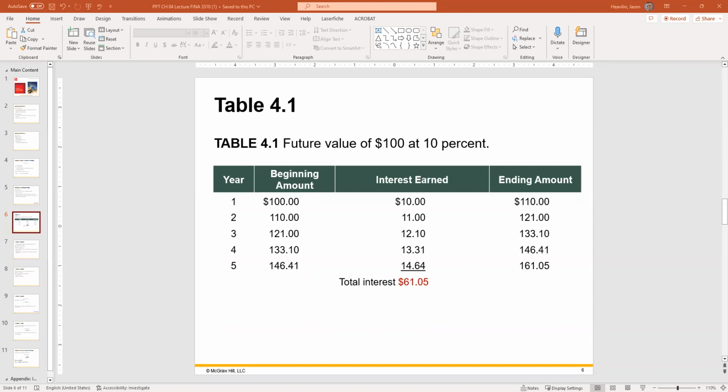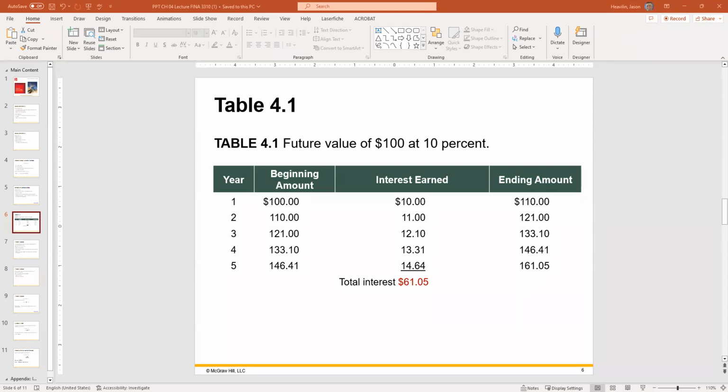Open the parenthesis, the 1 is standard, plus the rate, which is 10%. Close it, and I'm going to use an exponent. I have to use this symbol for the exponent. And in this case, it compounds once a year for 5 years, so 5 times 1, 5. Now notice how the formula gave me 161.05.